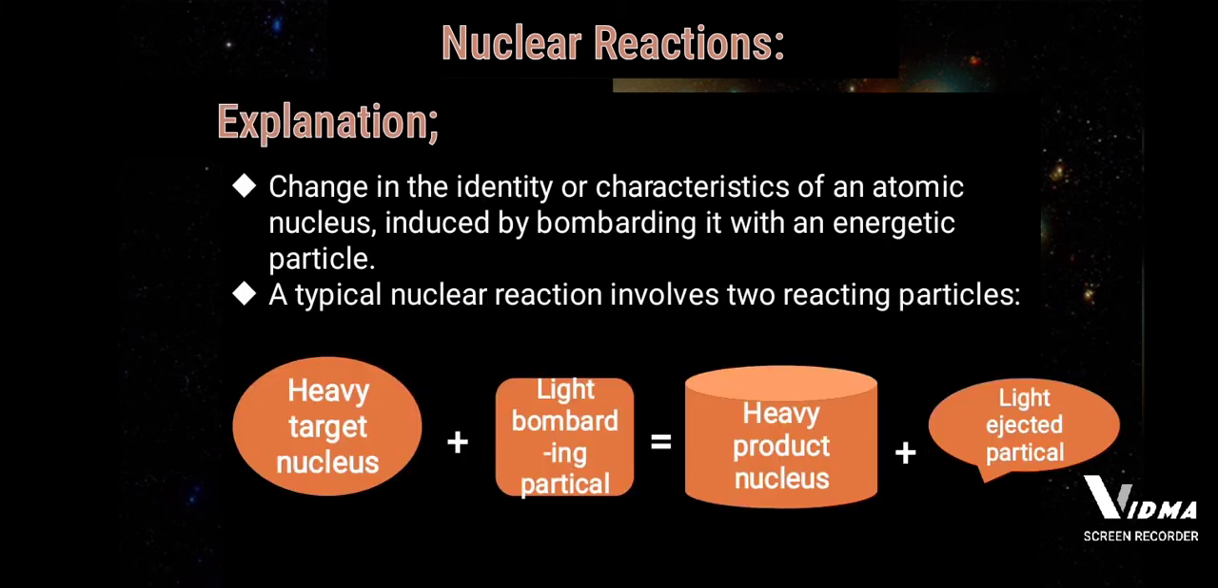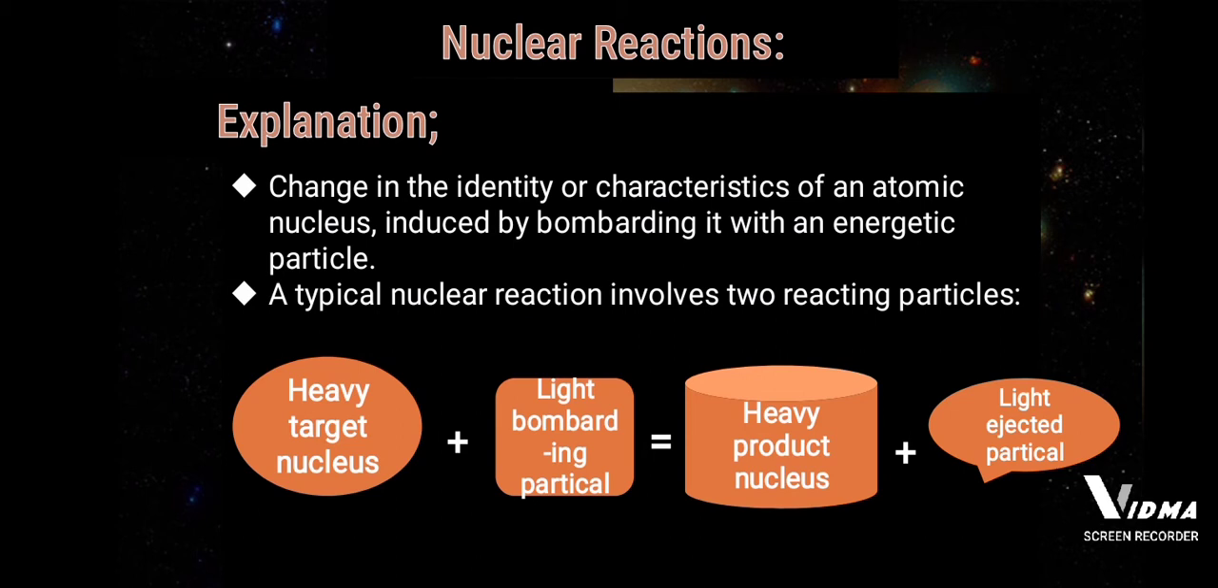Next is the explanation of nuclear reaction. Basically, nuclear reaction involves a change in the identity or characteristics of an atomic nucleus induced by bombarding it with an energetic particle. Here, the bombarding particle may be an alpha, gamma, a neutron, or maybe a proton. But keep in mind that the bombarding particle must have enough energy to approach the nucleus in the range of the strong nuclear force. So, a typical nuclear reaction involves two reacting particles. First is the heavy target nucleus and the second one is a light bombarding particle.